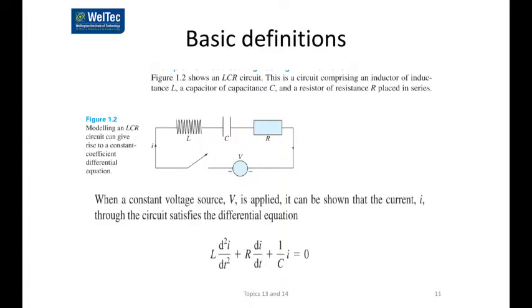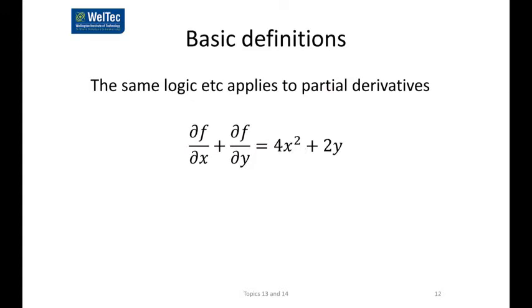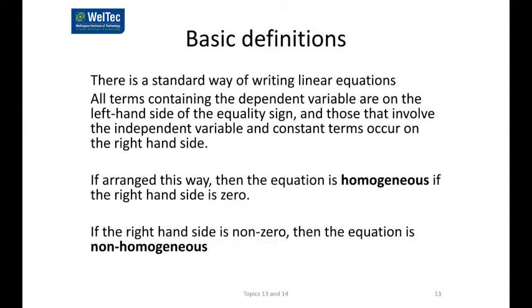An example here for the electrical engineers amongst you, that we can model an LCR circuit using a constant coefficient differential equation, because L is a constant, R is a constant, and that is a constant as well. The same logic actually applies to partial derivatives, but partial derivatives we cover a lot more in Eng Maths 2 for the degree.